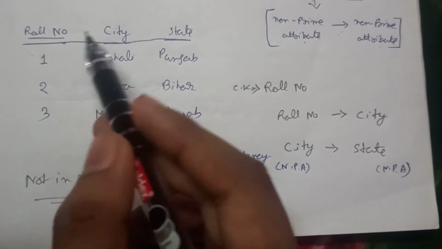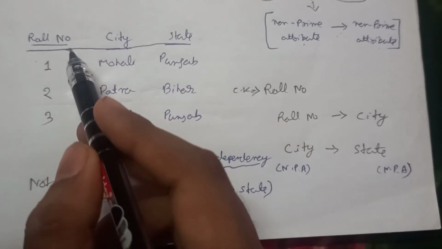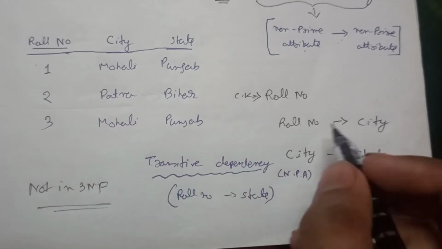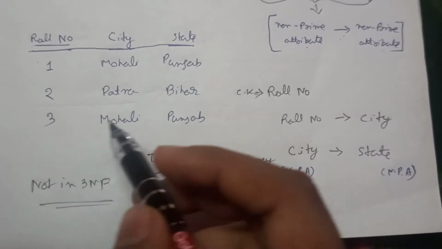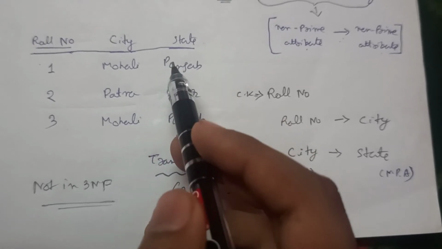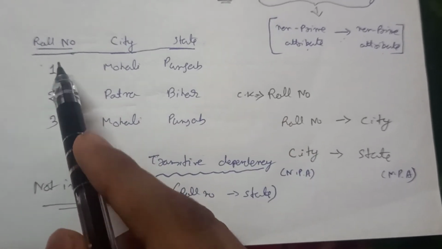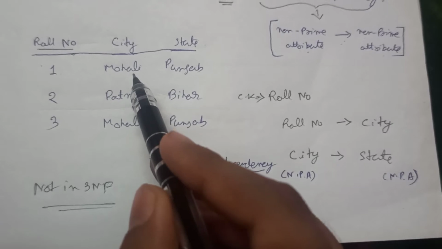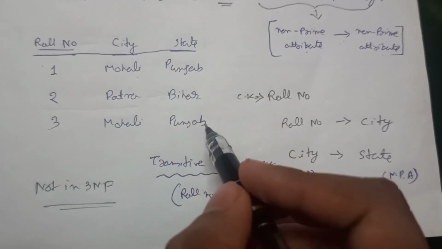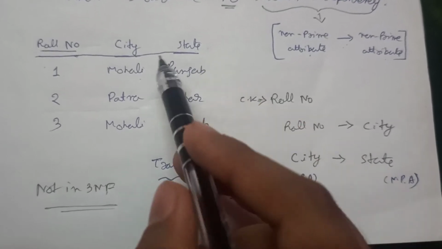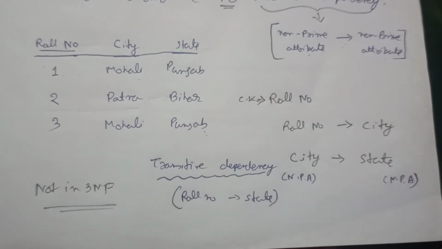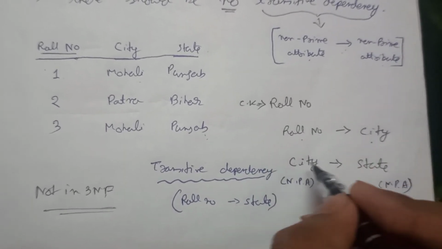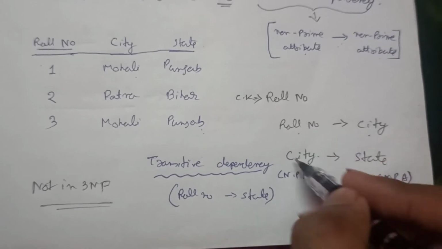Suppose there is a table with roll number, city and state, these three attributes, and roll number is our primary key here, or you can say our candidate key. From the table you can check that the value of state depends on the roll number, but also the value of state depends on the city, because whenever we have city as Mohali, we have state as Punjab. So city can define state. What are the functional dependencies here? Roll number can define city and city can define state. These are the two functional dependencies in our table.